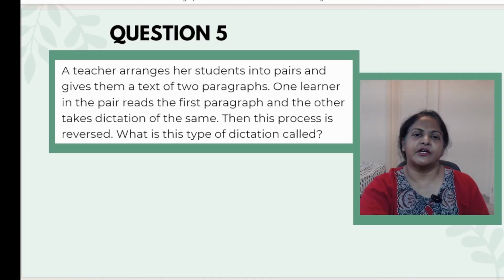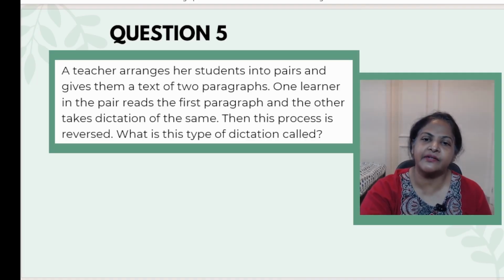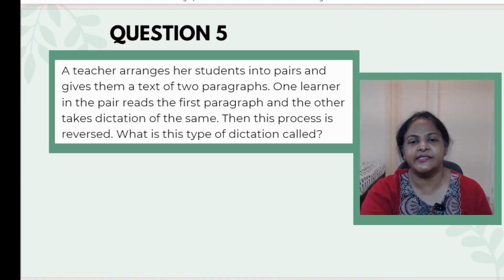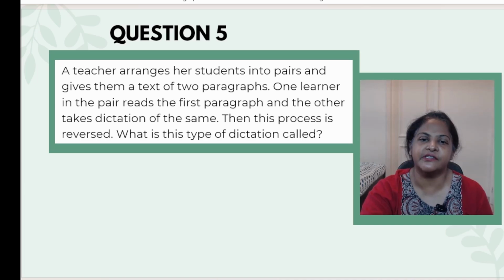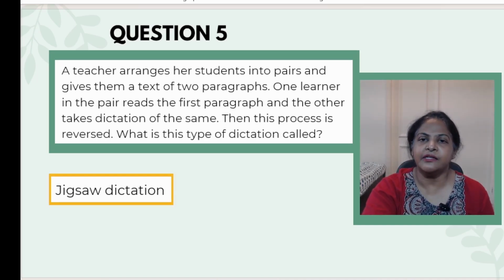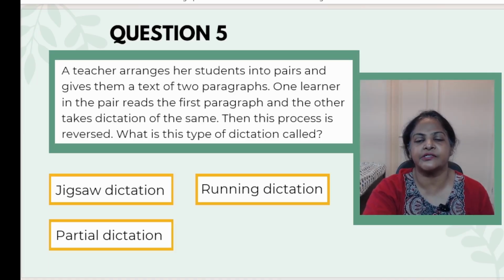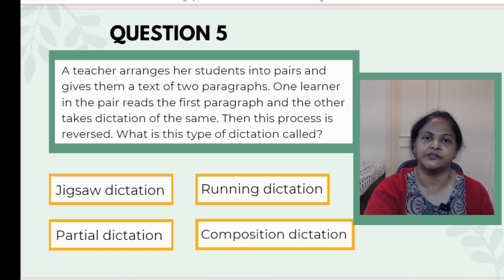Question 5. A teacher arranges her students into pairs and gives them a text of 2 paragraphs. One learner in the pair reads the first paragraph and the other one takes dictation of the same, then this process is reversed. What is this type of dictation called? Again, the same options: jigsaw, running, partial dictation, or composition dictation. Pause the video out here before we move on.